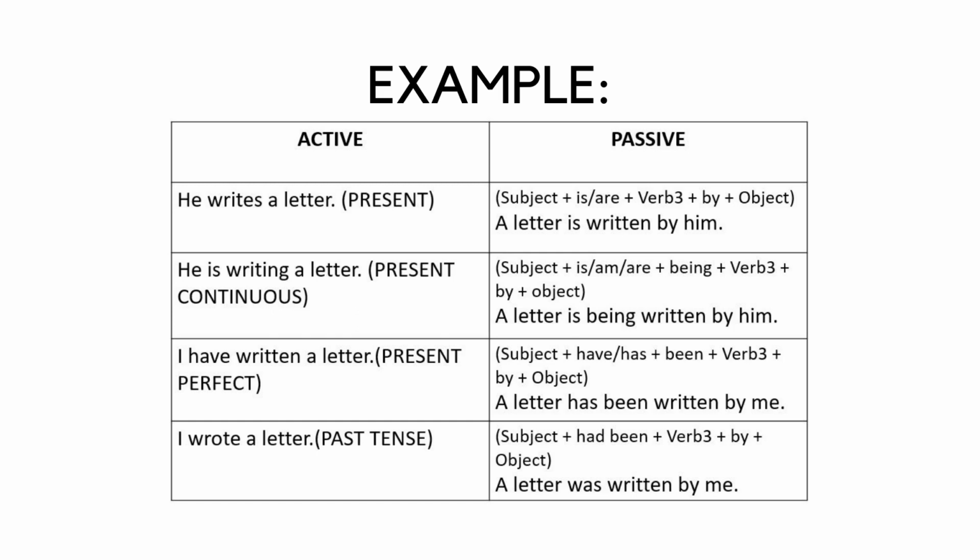The fourth example, I wrote a letter. This sentence is in past tense. The passive form of this sentence turns out to be a letter was written by me. Here, the subject is followed by had been and the verb is placed, and lately we have the object, that is by me.